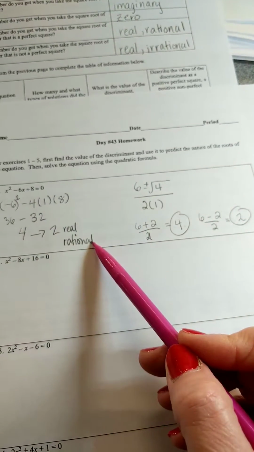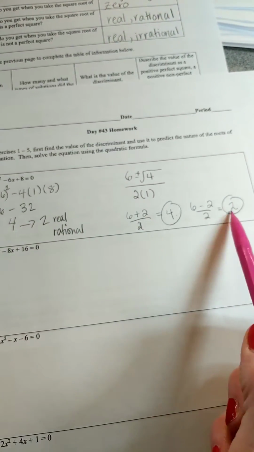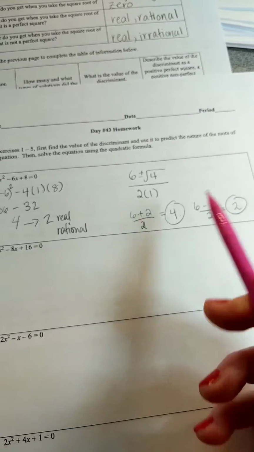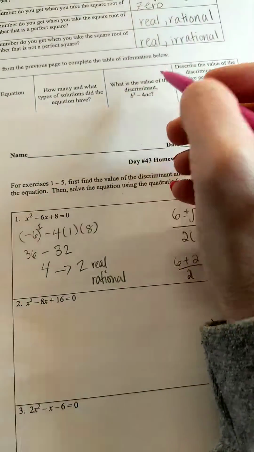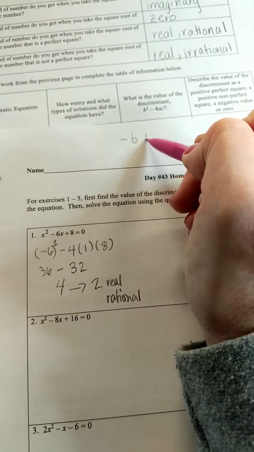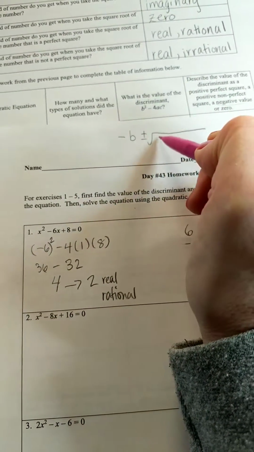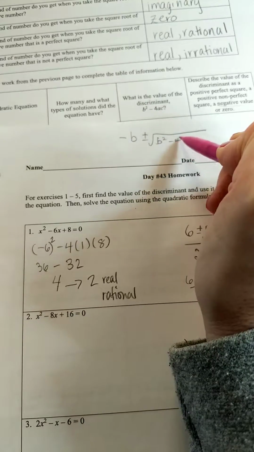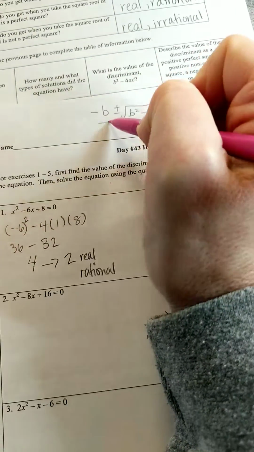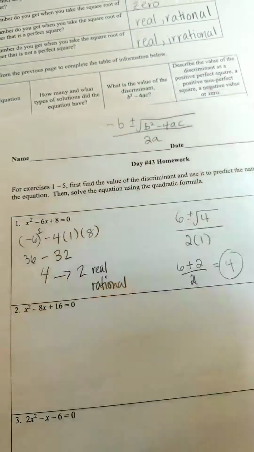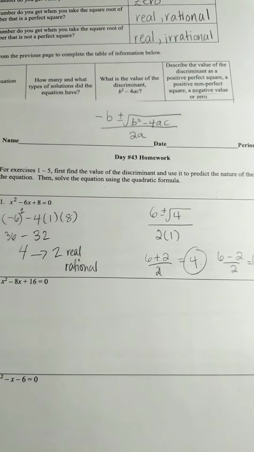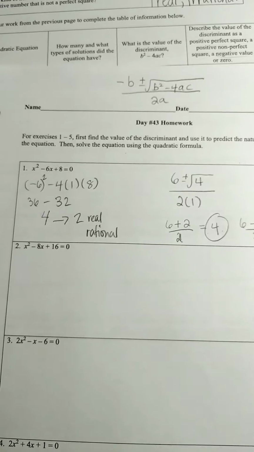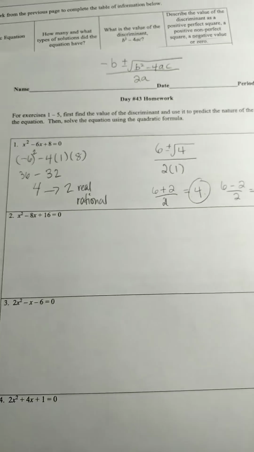I predicted that I would have 2 real rational roots, and look, magically I had 2 real rational roots. Wait, so what's the actual equation for that? The quadratic formula is negative b plus or minus the square root of b squared minus 4ac all over 2a. Quadratic formula. There's a fantastic song about it. It goes to Pop Goes the Weasel.